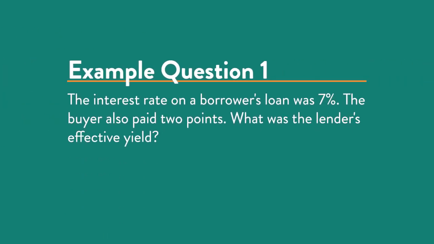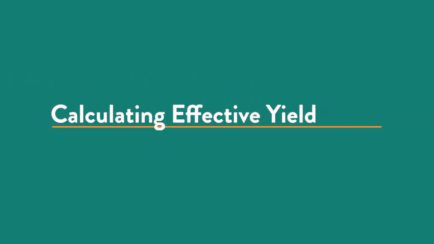Let's take a look at a question to illustrate this. Now this one says the interest rate on a borrower's loan was 7%. The buyer also paid 2 points, and the question asks, what was the lender's effective yield? First, if the borrower paid 2 points, that would represent 2% of the loan. But that's not what you're being asked. What you're asked here is the lender's effective yield.